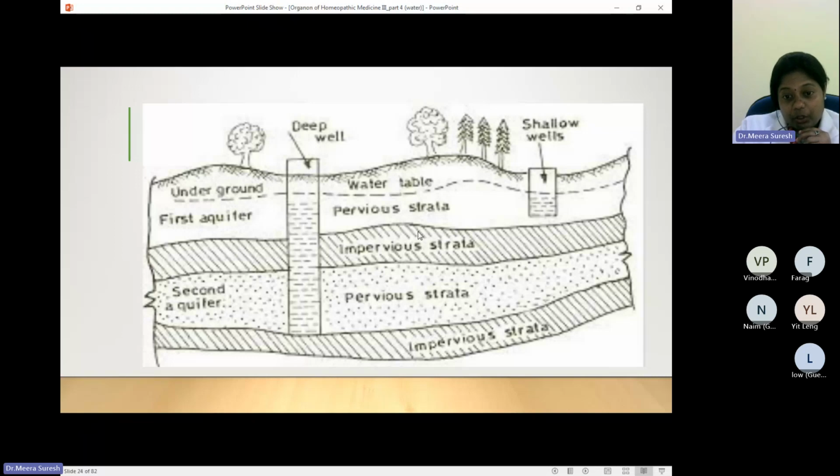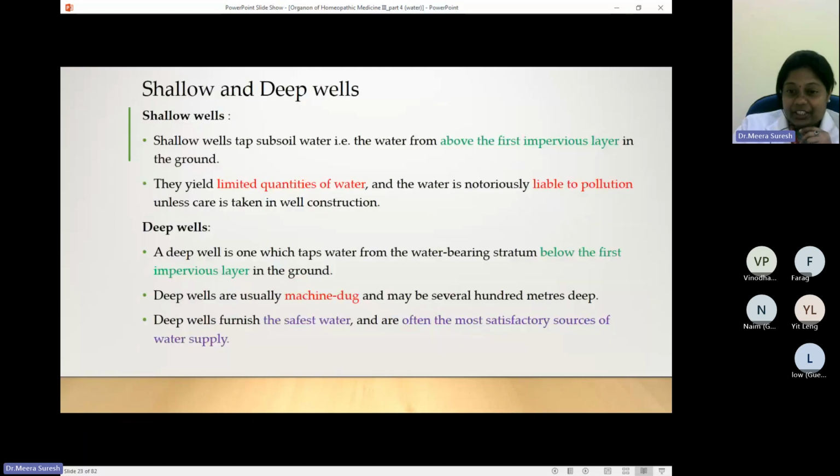Or in other words, below the first impervious strata. Just remember this picture so that if an MCQ is asked, you would be able to answer. So a shallow well taps the water from above the first impervious layer. They yield limited quantities of water because the water may get dried off, and because it is very close to human habitat, the water is very much liable to pollution unless care is taken during its construction.